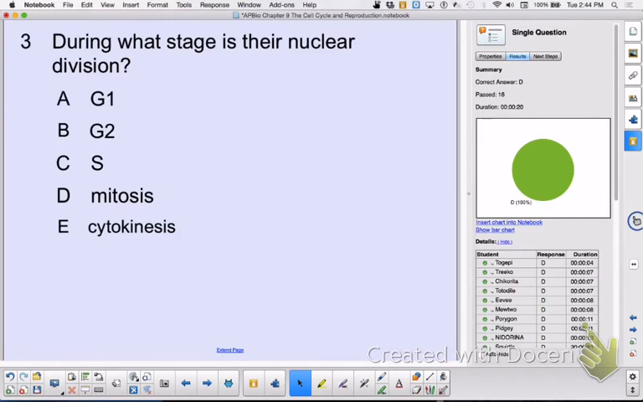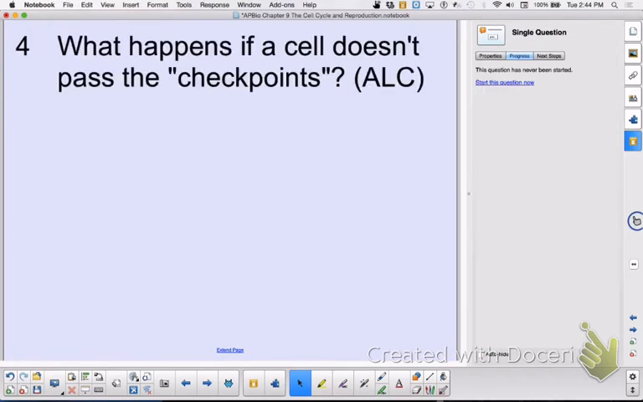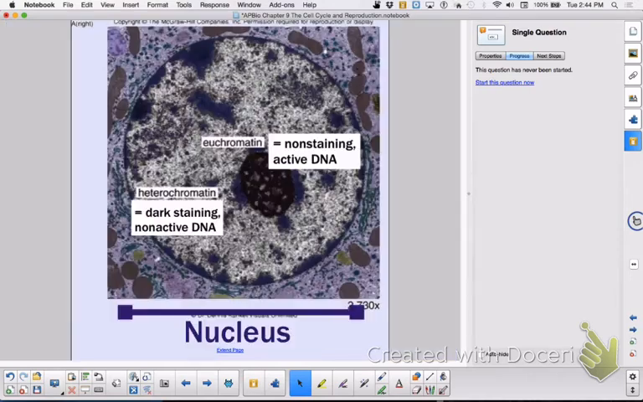Seventh perioders. Yeah. Nicely done. Okay, I just want to speak through these because I don't want to take the time and I want to keep reviewing. So what happens if a cell doesn't pass the checkpoint? It's going to apoptosis. Good.